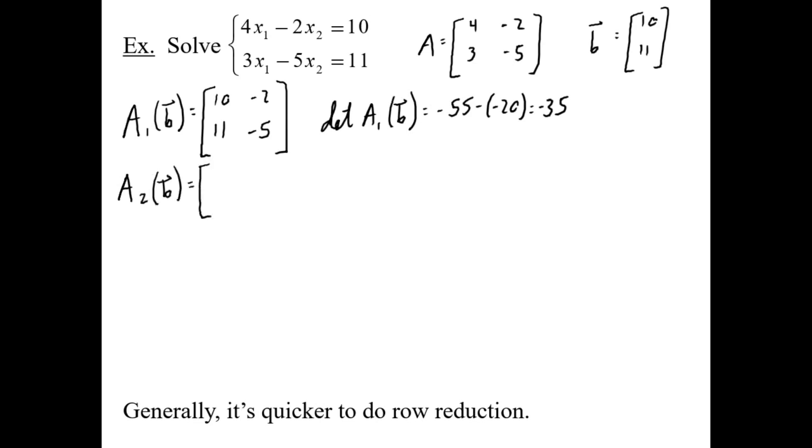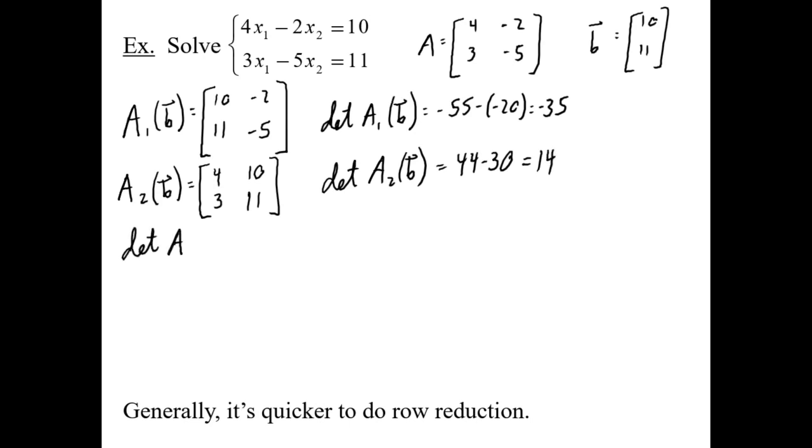Okay. We're going to also find A sub 2 of b. So now we're going to take matrix A and replace the second column with b, which was 10 and 11. The determinant of that matrix would be 44 minus 30, which is 14. Great. And I also need the determinant of A. So let's see, A was 4, -2, 3, -5. So this is going to be -20 minus -6, which is -14.